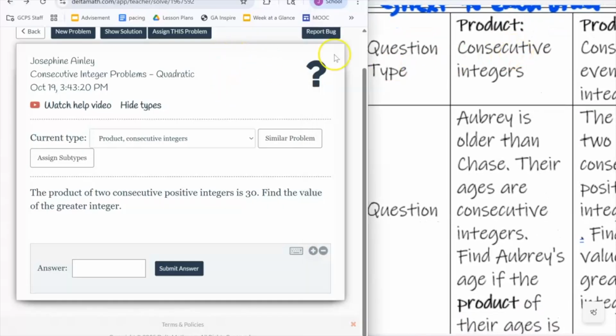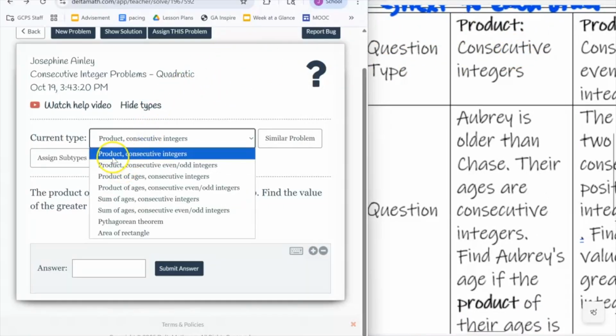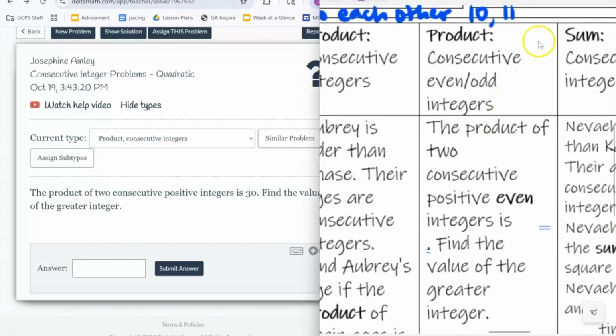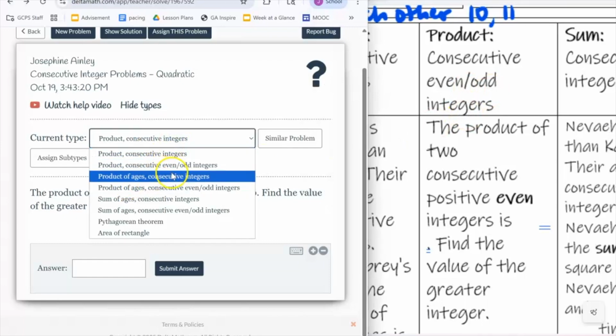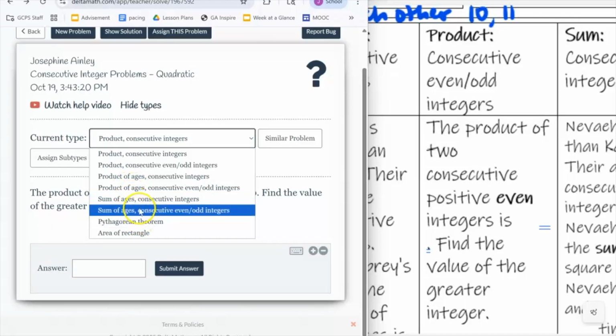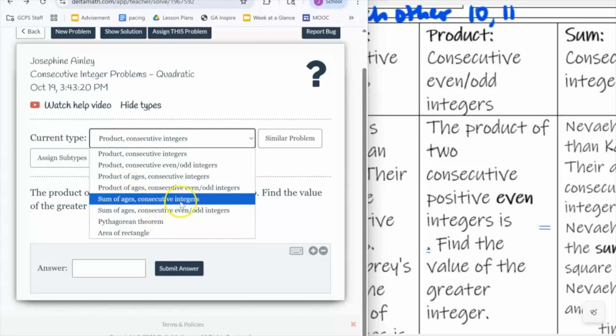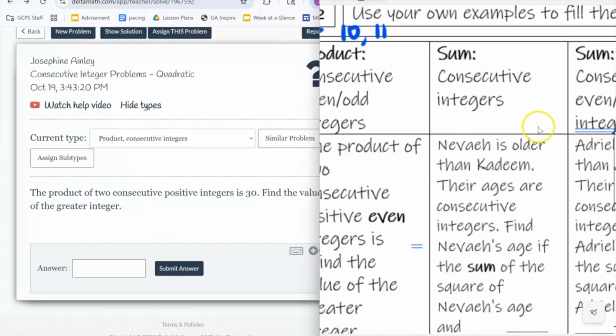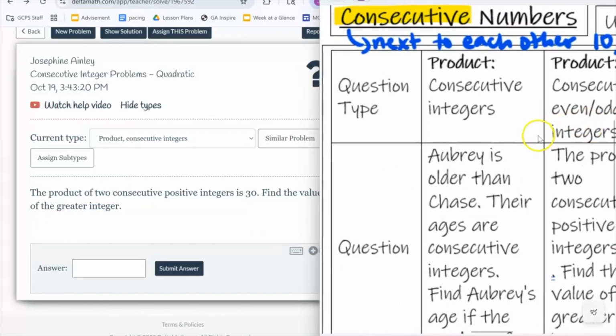So we're going to go into Delta Math, and you can see that with product, because it says product consecutive integers, we have consecutive integers, and then we have consecutive even and odd integers. And then you have it with the product of ages, and then you have two kinds of questions on sum of ages, either consecutive or even and odd. I left these blank because I'm just randomly going to pick some just to show you.